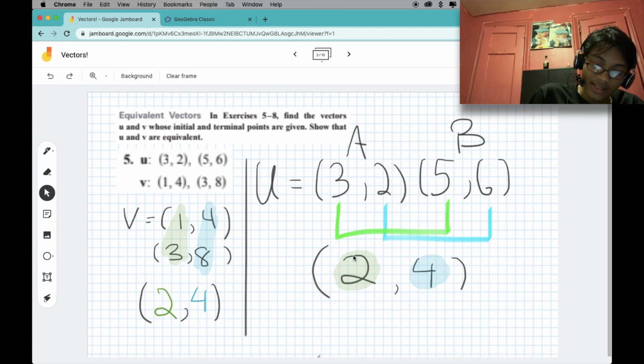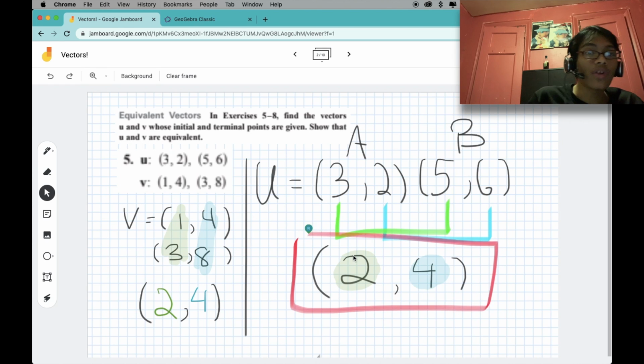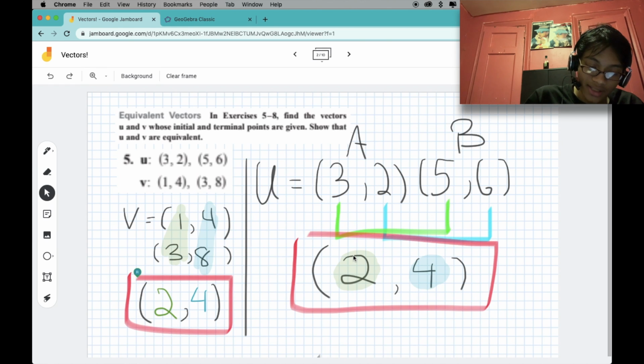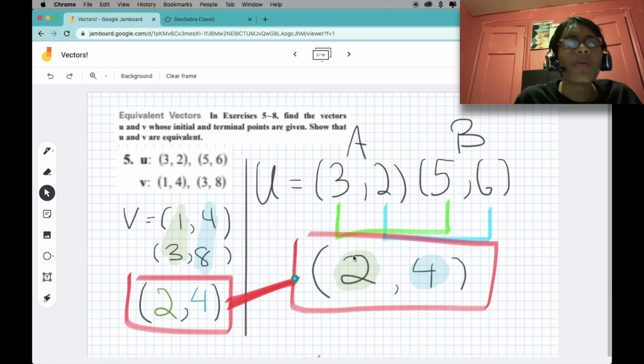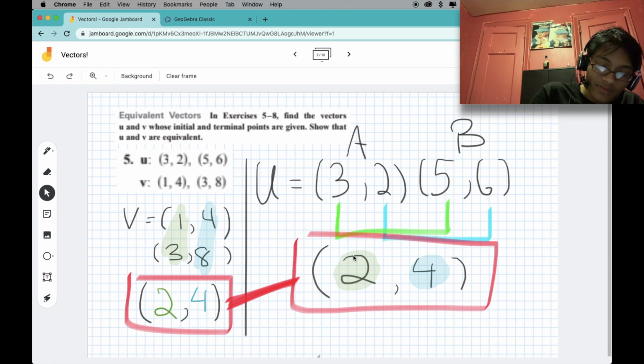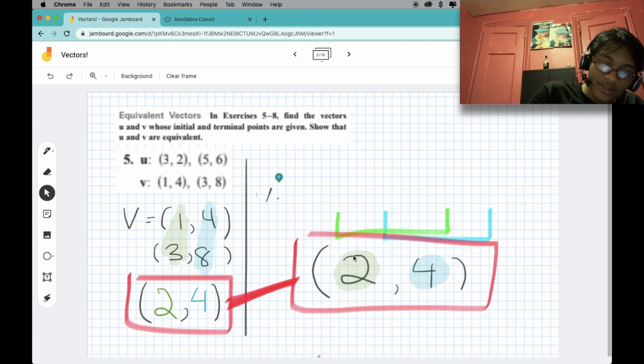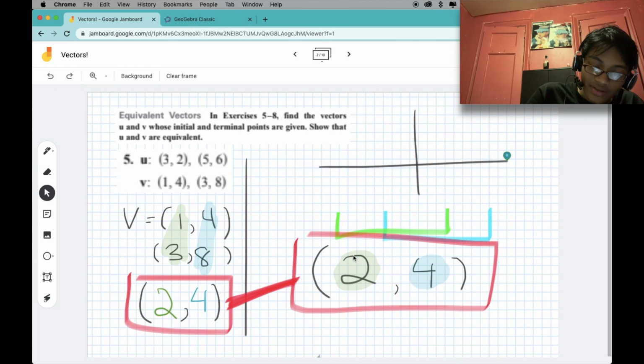Do you see that 2 comma 4 and 2 comma 4 are one and the same? And what does 2 comma 4 even mean? What does that tell you? That tells you something very special. It tells you that if you hop on over to the xy axis, this vector is going to be 2 units in the x direction. Okay, so I can actually show that 2 units in the x direction.